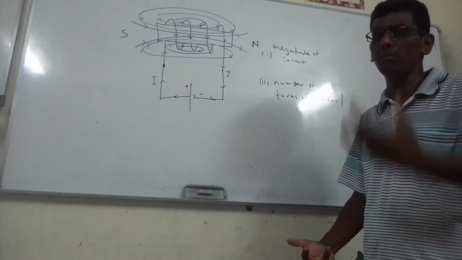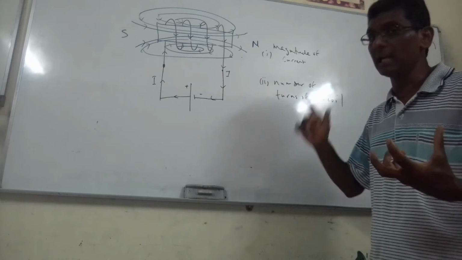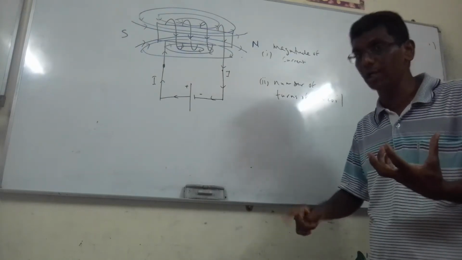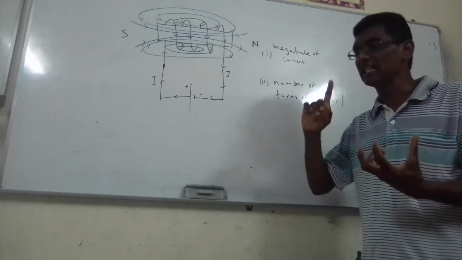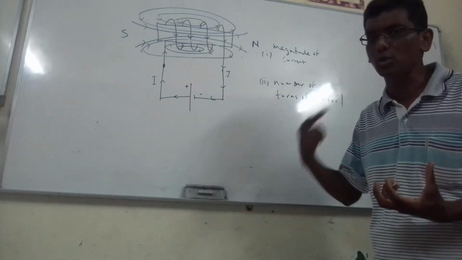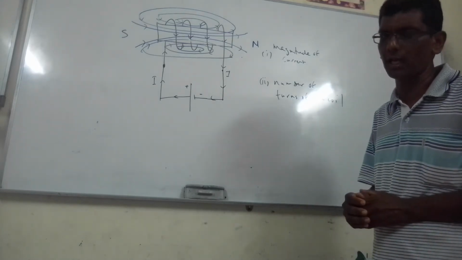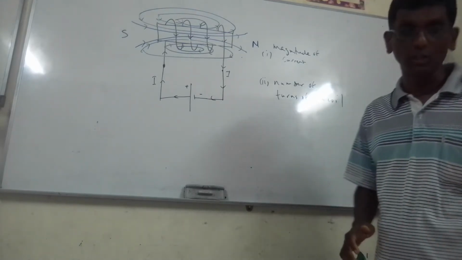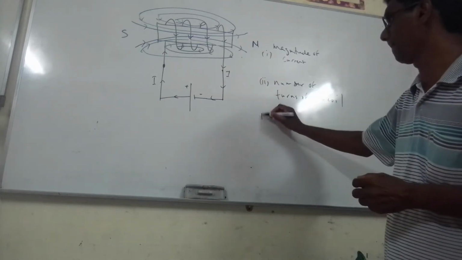When the number of turns of the coil increases, it's not the number of coils, it's the number of turns of the coil. When it increases, the strength of the electromagnetic field also increases. Okay? Third factor. They only ask you two factors in this question, but as notes I will give you a third factor.